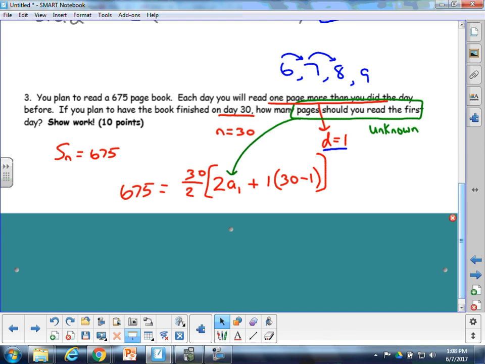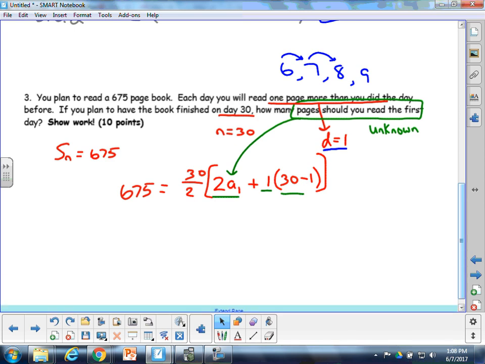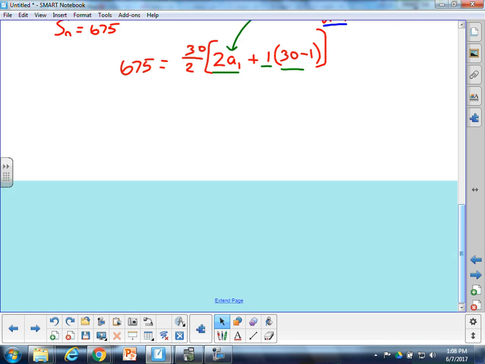675 is the sum. That needs to equal n over 2. Well, n is 30 days, I'm sorry. n over 2, 2 times a1 plus d times n minus 1. So you really just have yourselves an algebra equation, which is definitely solvable. If we take a look, we can solve that. So let's do some algebra here. So 675, the 30 over 2 is really 15.